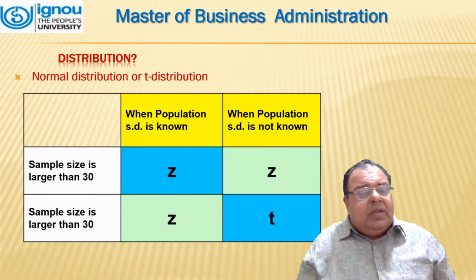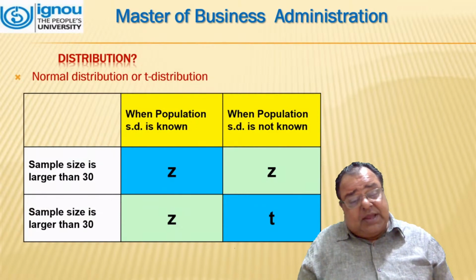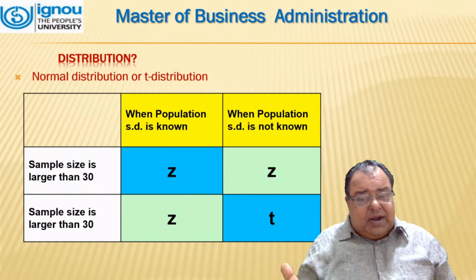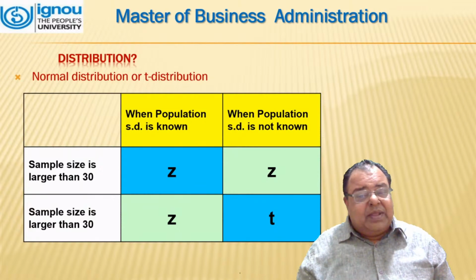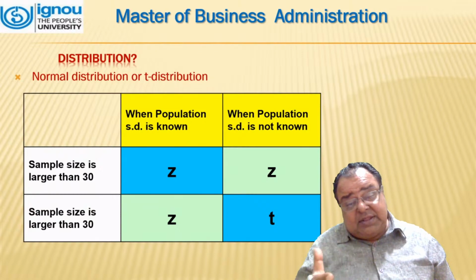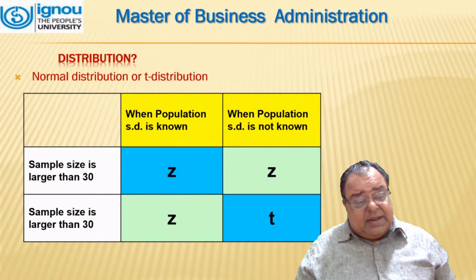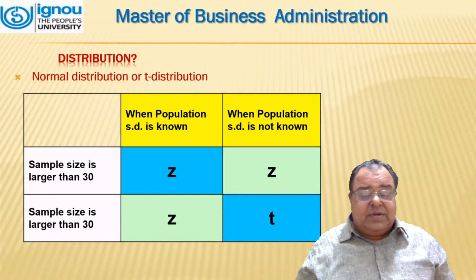Now, under normal distribution, depending upon whether the sample size is larger than 30, there are two conditions. When the population SD is known, we use the Z test. When the population SD is not known and the sample size is larger than 30, we apply the Z test. But when the population SD is not known and the sample is small, we use the T test.